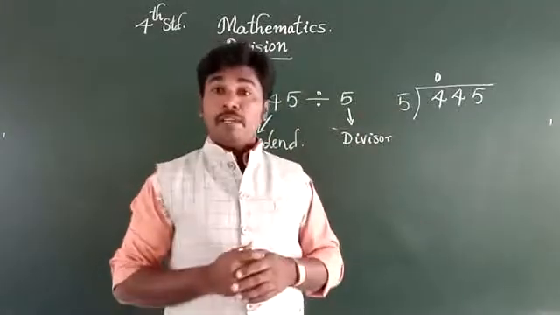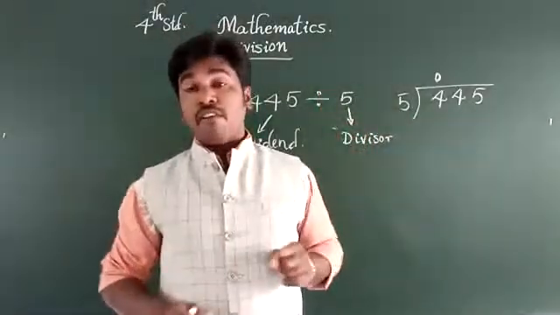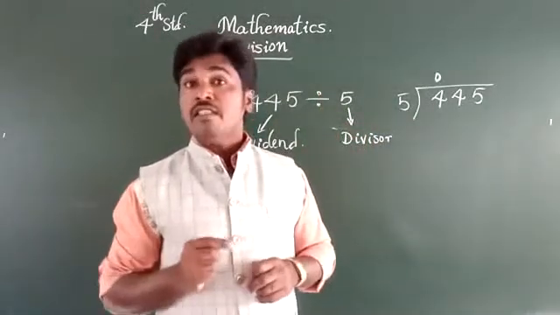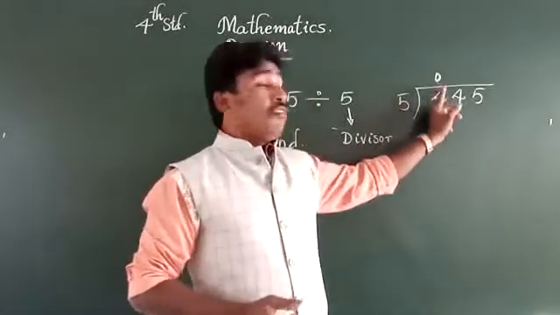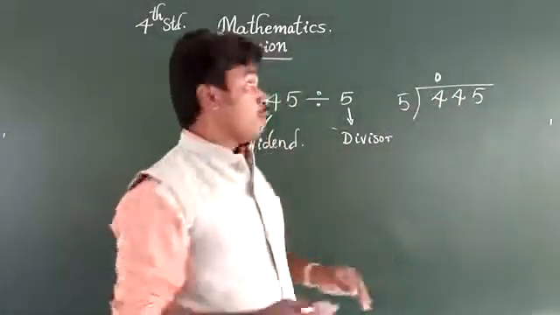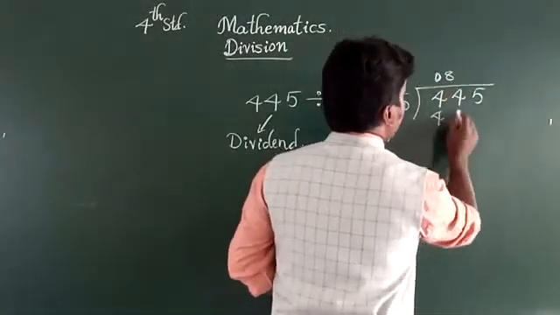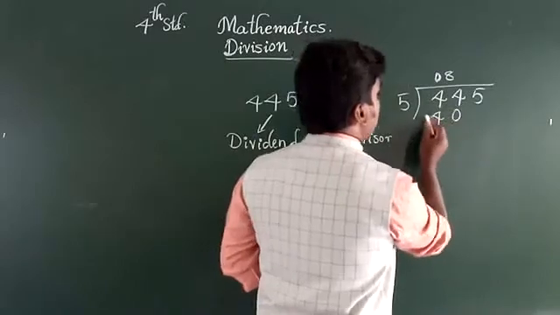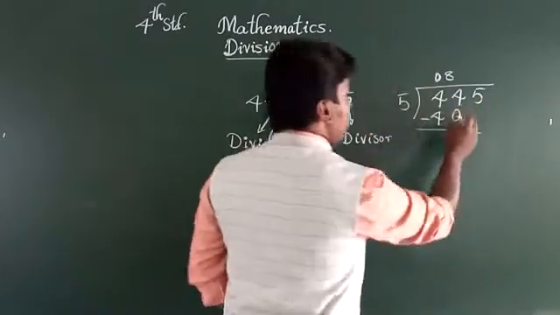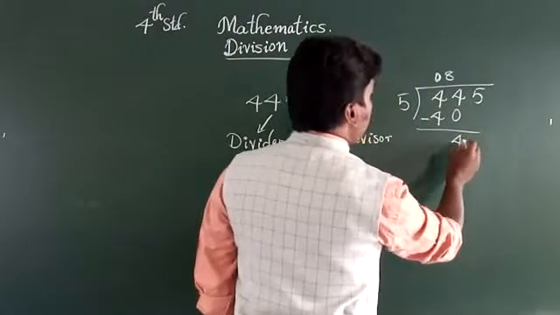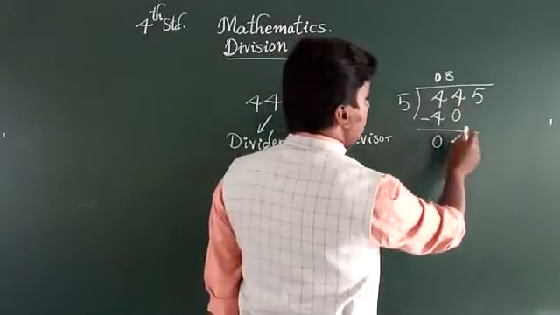So now tell the multiples of 5. How much are you getting? 5 8s are 40. 5 9s are 45. 5 9s are 45, which is greater than 44. You cannot take that. So before that, 5 8s are 40. So write it below the 44. Now you subtract this number from the greater number. 4 minus 0 is 4, and 4 minus 4 is 0.